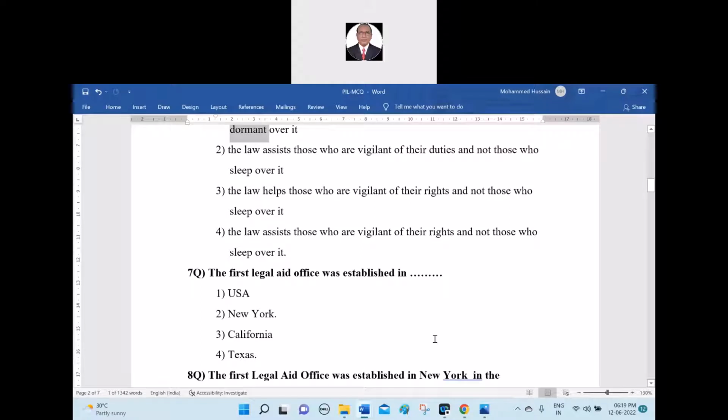Next, seventh question. The first legal aid office was established in dash: USA, New York, California, Texas.